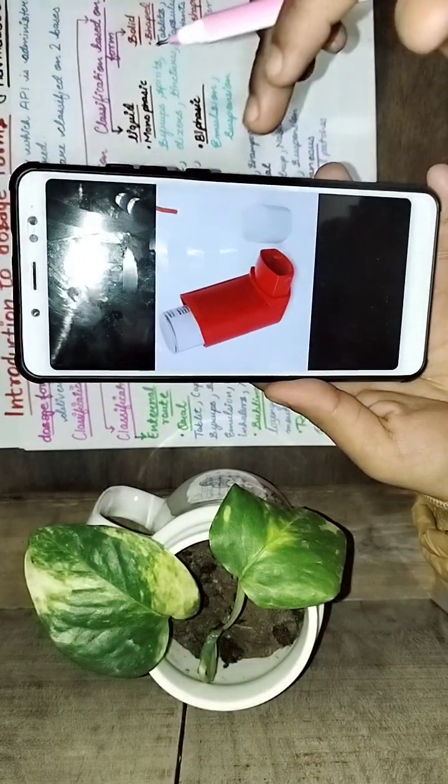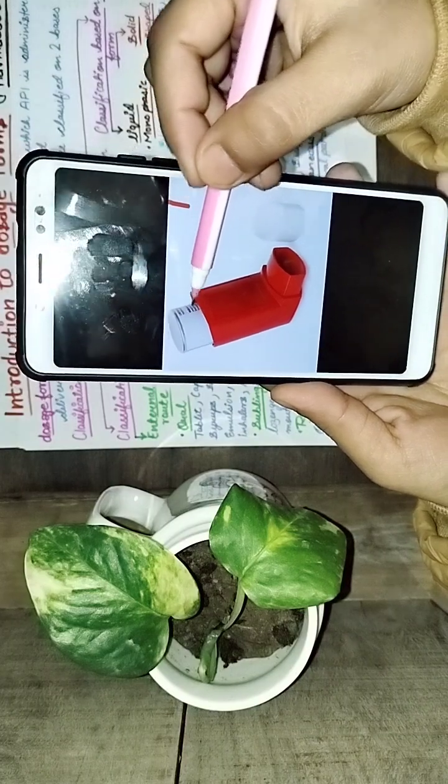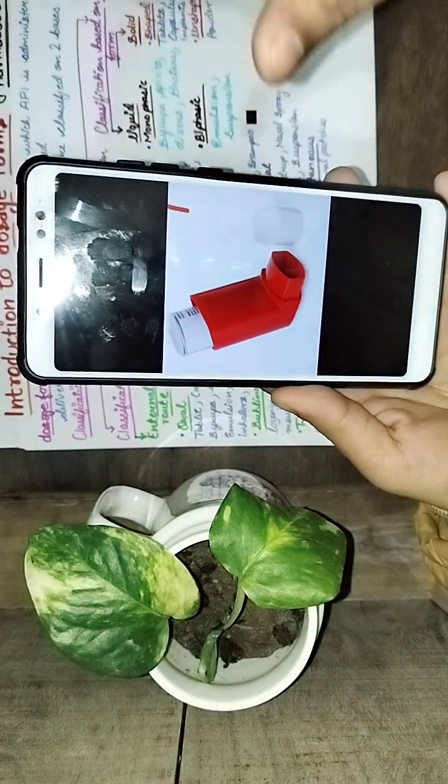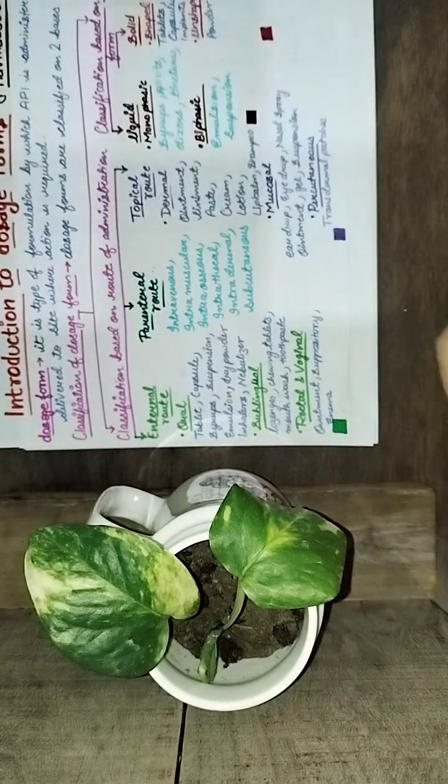These are the asthma inhalers. In these inhalers, the medicament is applied and that medicament gets dispersed in air and it is taken through here. These are examples of inhalers, asthma inhalers.